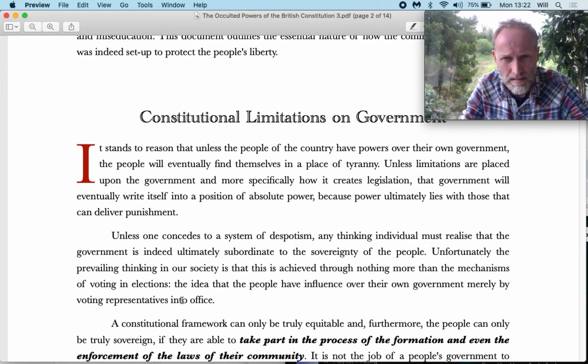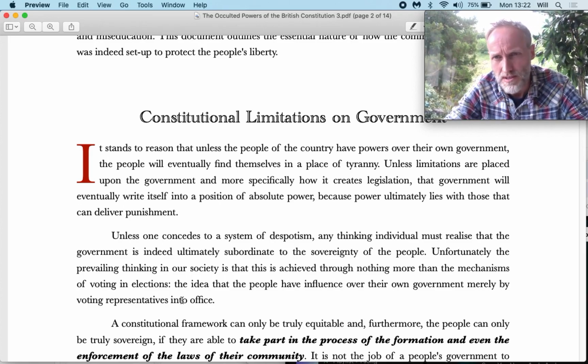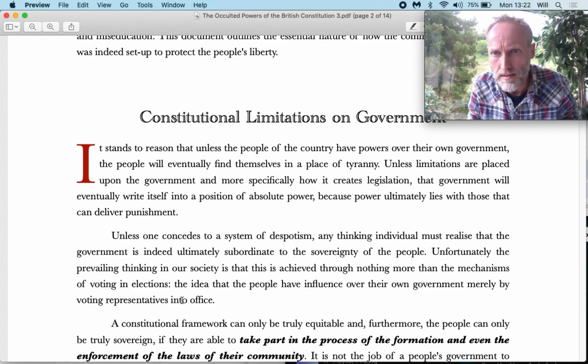So that's true, isn't it? Most people in society think that the only way they have influence over their own government is by voting every few years, and that's really the only way they think the people actually have that influence over their own government. So what we're hinting at already is that no, that's not the case. That's not true. There's something else that's been hidden, occulted. Okay.